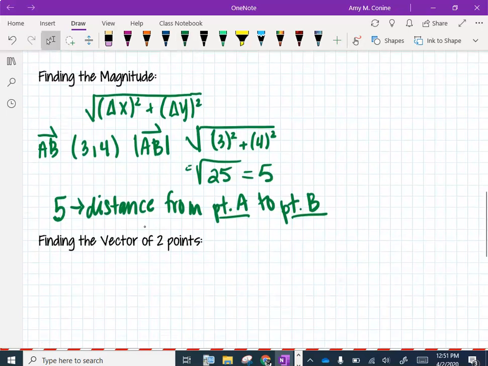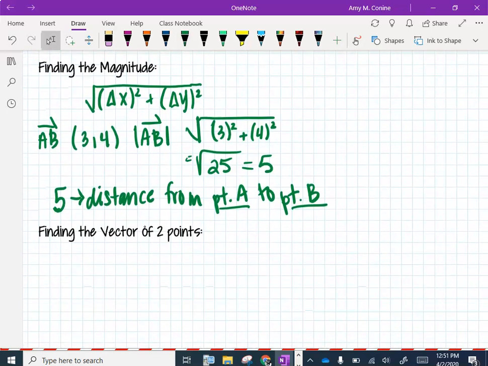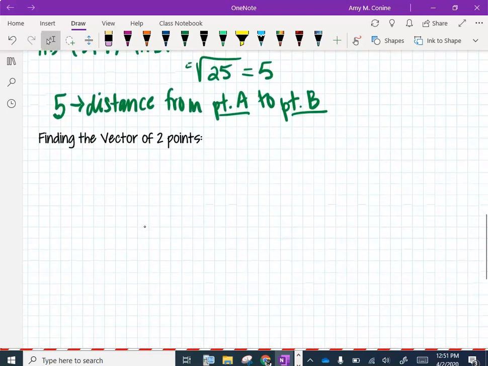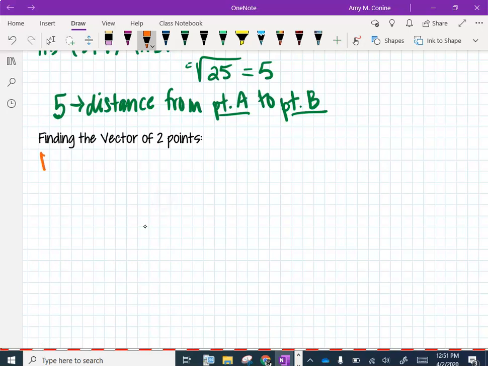All right, so let's find the vector of 2 points. We're going to do a couple things with this. So I'm going to use some different letters. I'm going to say point P, and I'm going to use -3, 4, and Q. I'm going to use 1, -2.